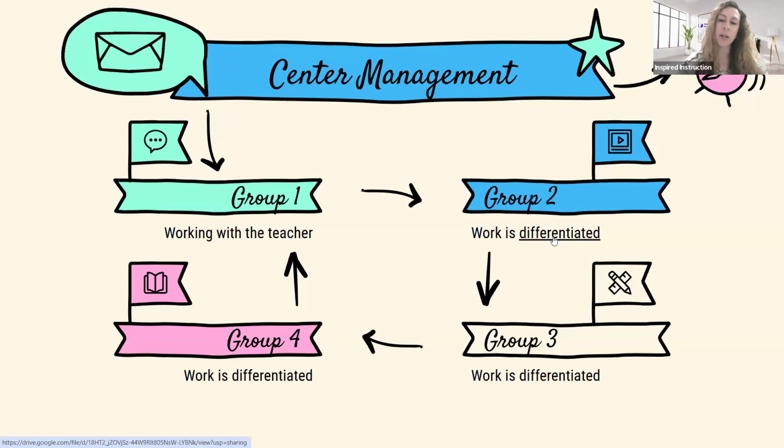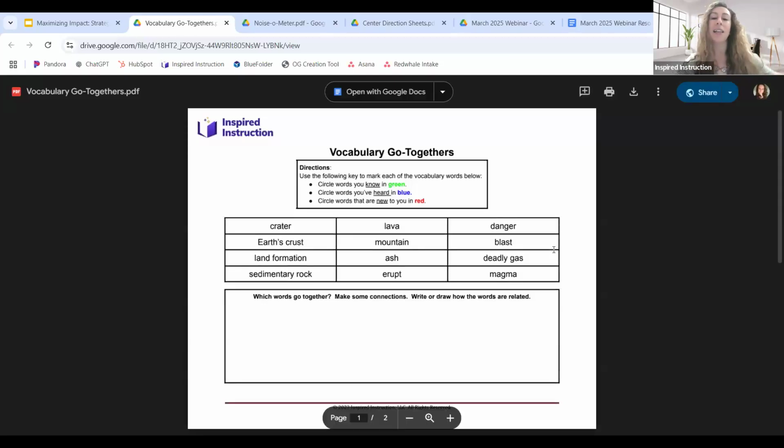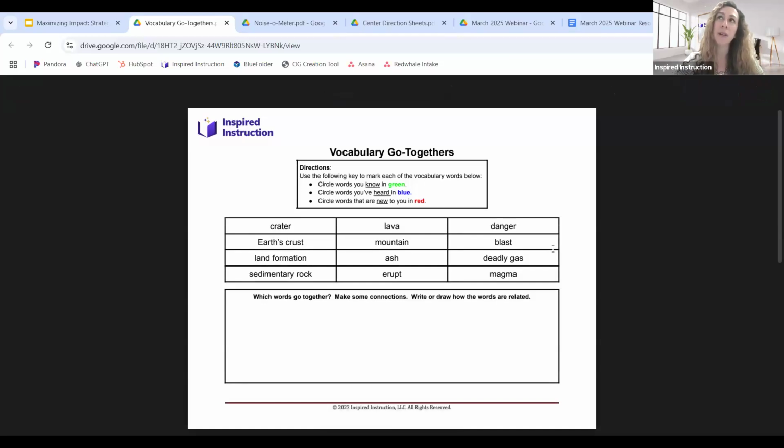One example that I'll show you here is this vocabulary go-togethers. I love this activity because it can be used in any content area, and it really differentiates because it meets students where they are in terms of their knowledge on a topic. So here, this example uses scientific, academic vocabulary for science, speaking to volcanoes and magma and sedimentary rock and the rock cycle and all of that.